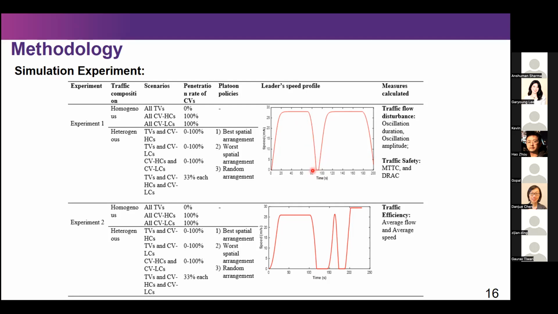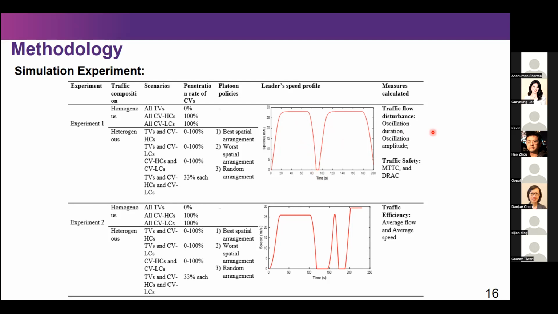The leader decelerates and comes to a halt and then accelerates again. So this kind of leader speed profile I have adopted so as to measure the impact of the stop and go phenomena and to see how this affects my traffic flow disturbance and traffic safety.